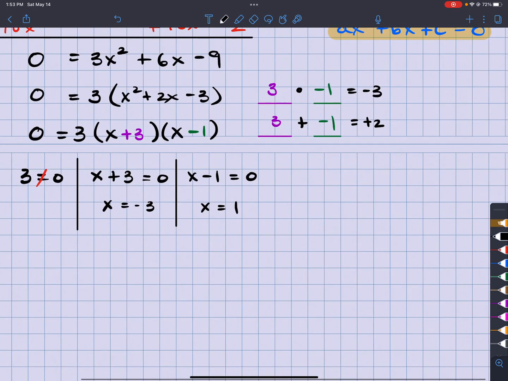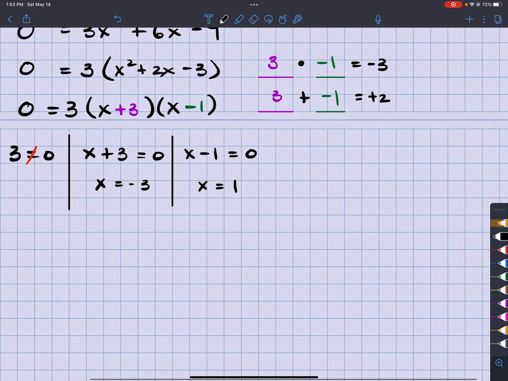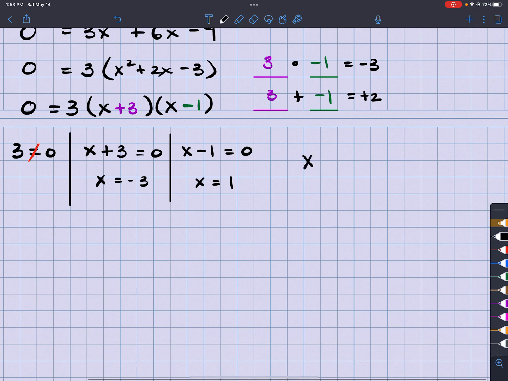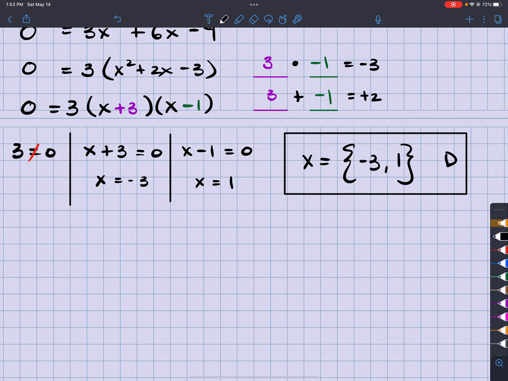So, with that being said, my answer is going to be x is equal to -3, comma 1. And we will put that in set notation. And that is going to be choice D. And there we go. Well, I hope this helps.